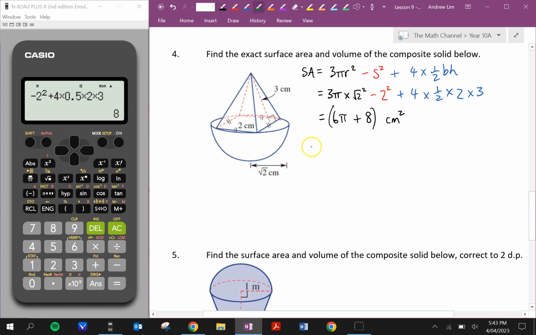What about volume? Volume is just half of a sphere, 4 on 3 pi r cubed, plus the volume of a pyramid is 1/3 area of the base, which in this case is a square, so s squared, times the height. But remember, this is the height of the solid. So this one here, this is the height. We will need to use Pythagoras' theorem to work it out.